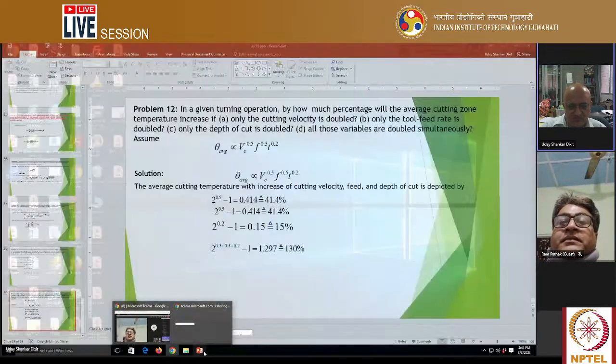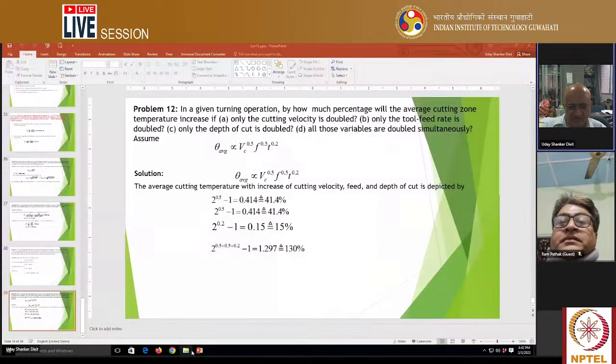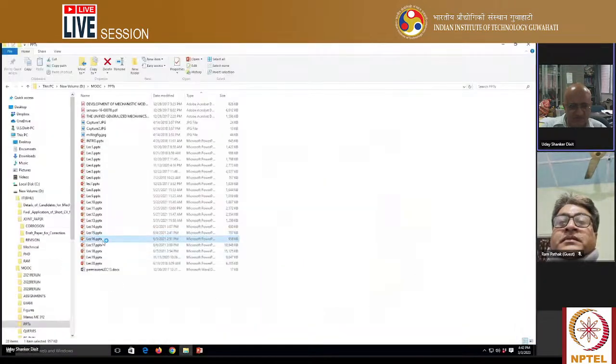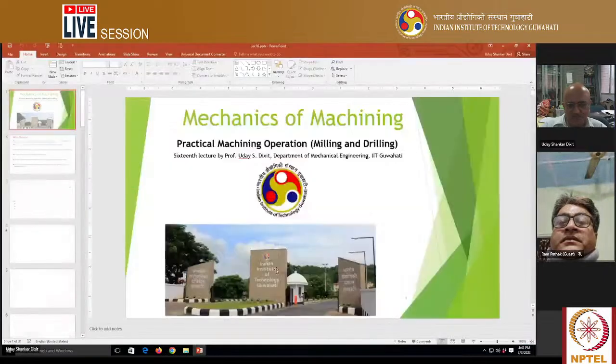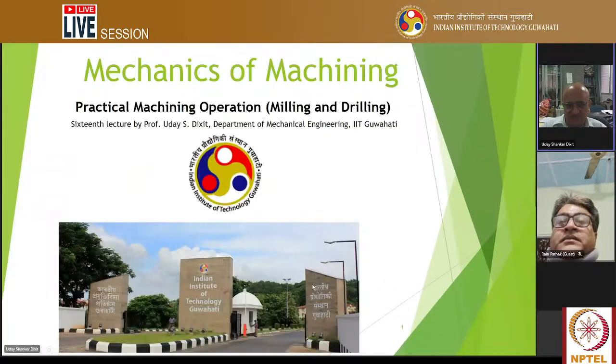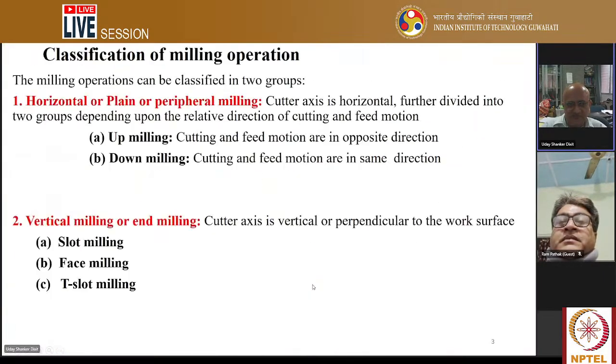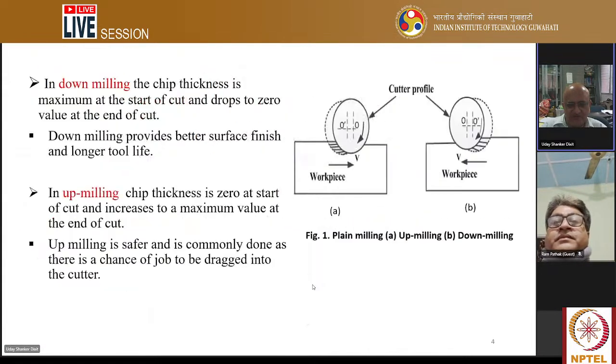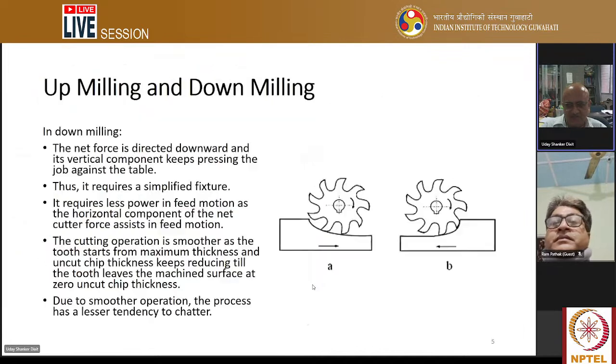Now I am going to this one. Let us see. Go to that another one. 16. Okay. So 16.1. Yes. Practical milling and drilling. Now multi-point cutting processes. So up milling, down milling.